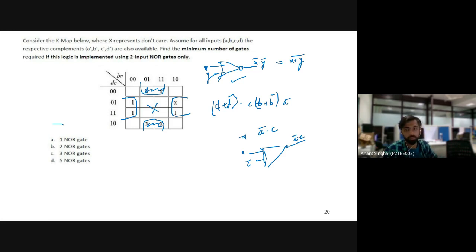Is it fine? Since I have used C bar because in the question it says that respective complements are also available as an input. You can see here A bar, B bar, C bar, D bar are also available. So once I do a NOR of (A plus C bar) whole bar, it will be nothing but A bar into C. Is it fine? Everyone please consider. So the correct answer is only one NOR gate is required to realize this expression.